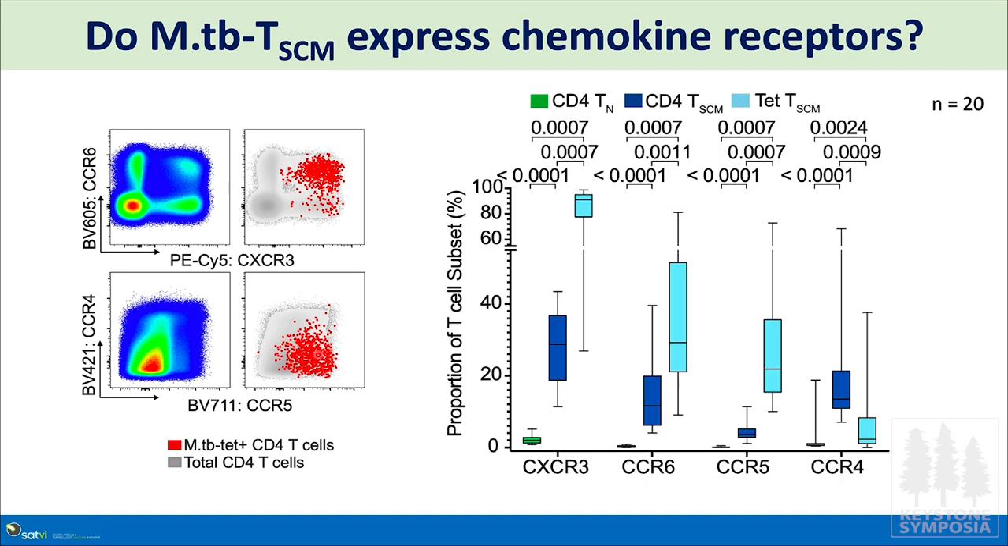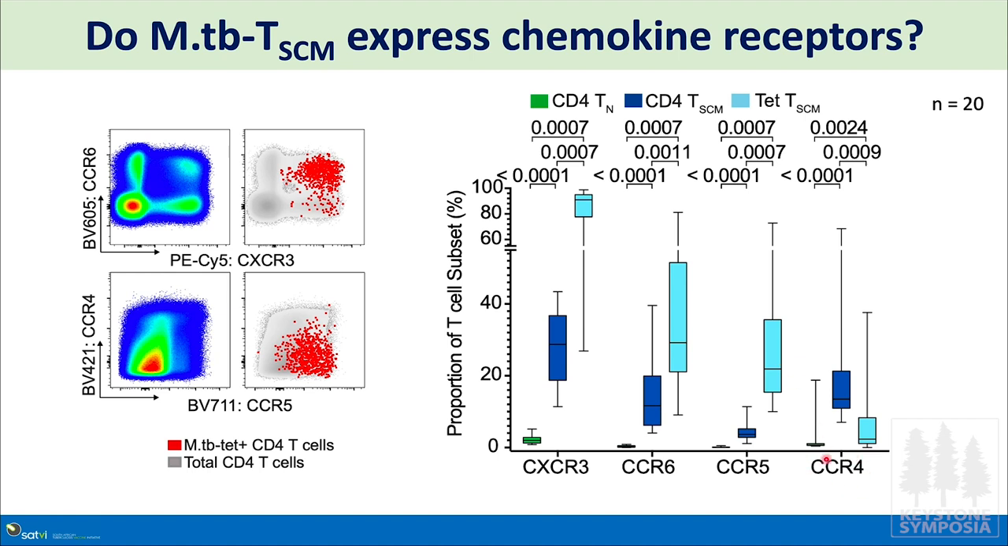So what we did is we compared the expression levels of the different chemokine receptors between naive T cells shown in green, bulk stem cell memory cells shown in dark blue, and MTB-specific TSCM shown in light blue. And you can see here, akin to their naive nature and not being antigen exposed, naive T cells express very low frequencies of any of the chemokine receptors. And what was very nice to see, because in the total tetramer-positive population the majority of the cells express CXCR3, is that the MTB-specific TSCMs also expressed high levels of CXCR3, and the level of CXCR3 expression was actually much higher than bulk TSCMs. And we saw similar expression patterns when you looked at CCR6 and CCR5.